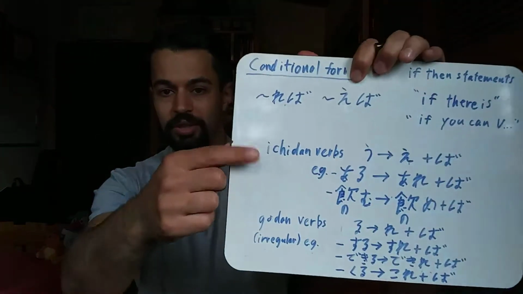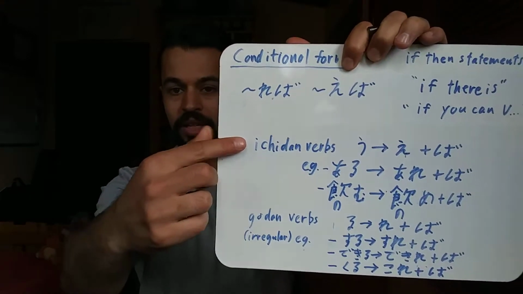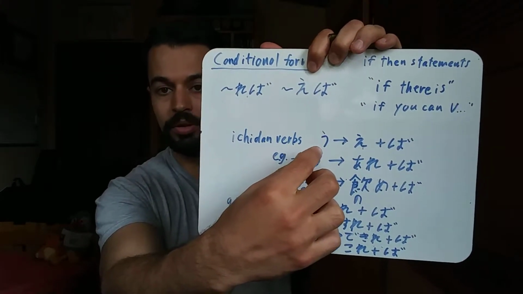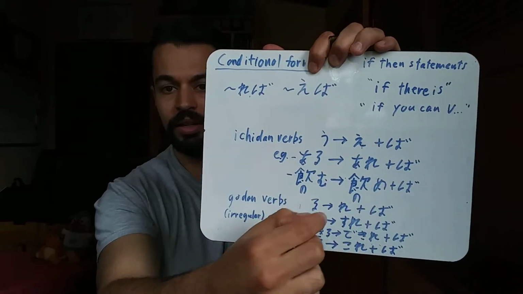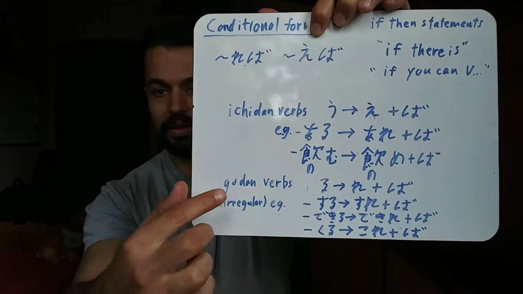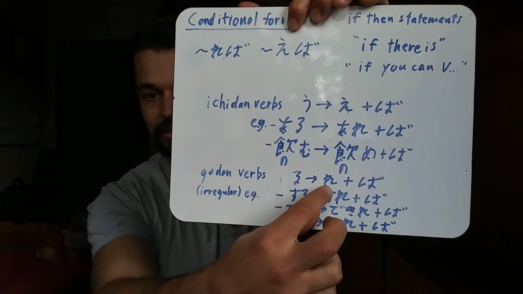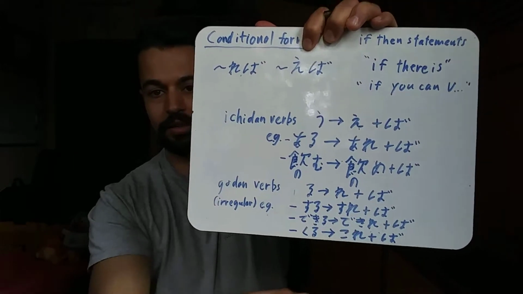So regular verbs, you can think of these ichidan verbs as regular verbs. Just change whatever the last sound is from the u version to the e version, and then add ba. And then godan verbs or irregular verbs, the final ru becomes re and then you add ba on the end. And that is how you can conjugate a verb to create a simple conditional sentence. If I do this, then this result will happen.